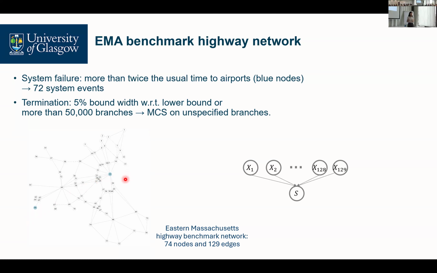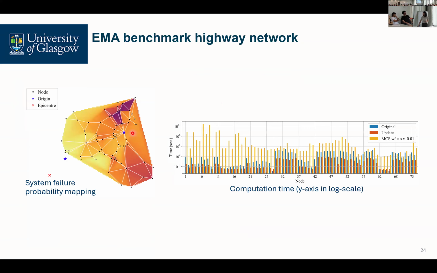So now we have 72 nodes, each of which constitutes a system event, and we analyze these 72 events to see how consistently this method can work. We performed approximate inference. We terminated the algorithm when we reached a 5% bound with regard to the lower bound, or if we have more than 50,000 branches, in which case we perform the MCS on these unspecified branches.